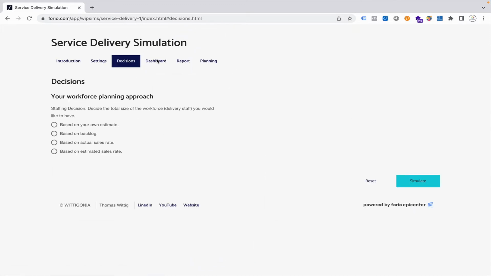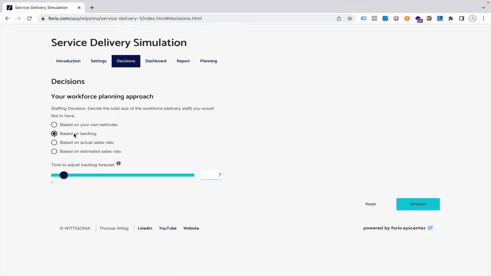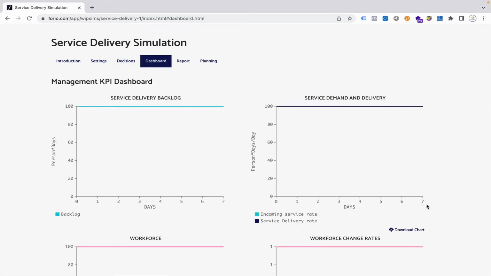So let's just play a first round. I will just leave it as is. So we have here the service decision based on backlog. I can decide here what the averaging window is that I'm interested in. Again, take a look at the screen tip when you're playing the simulation. So I hit the first run.